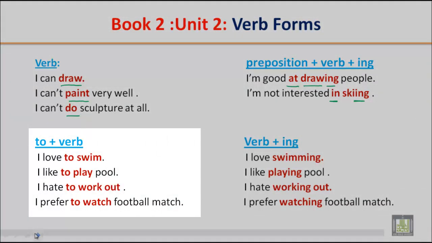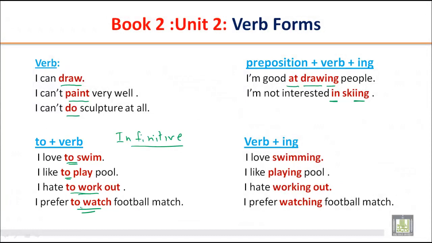Now another form in simple present, we have to plus verb, which is called infinitive. We make infinitive in simple present by adding to. I love to swim. I like to play pool. I hate to work out. I prefer to watch football match. So all these are the infinitive form. When we add to the verb, it becomes infinitive.